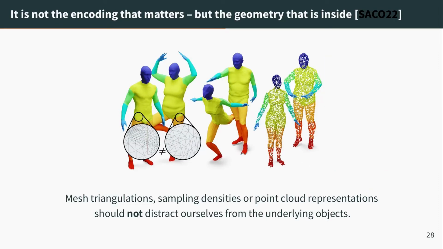So, I've tried to push the point home a bit heavily, but in all of this subject, it's not the encoding that matters, but the geometry that is inside. Here I have several descriptions of, I think it's a Faust data set, so just people moving around. What you see is that, for instance, this mesh and this mesh do not have similar triangulations. Maybe this triangulation has zones with different sampling densities, where this mesh is more homogeneous. Maybe this is a low resolution mesh, where this is a high resolution mesh, and these are point clouds.